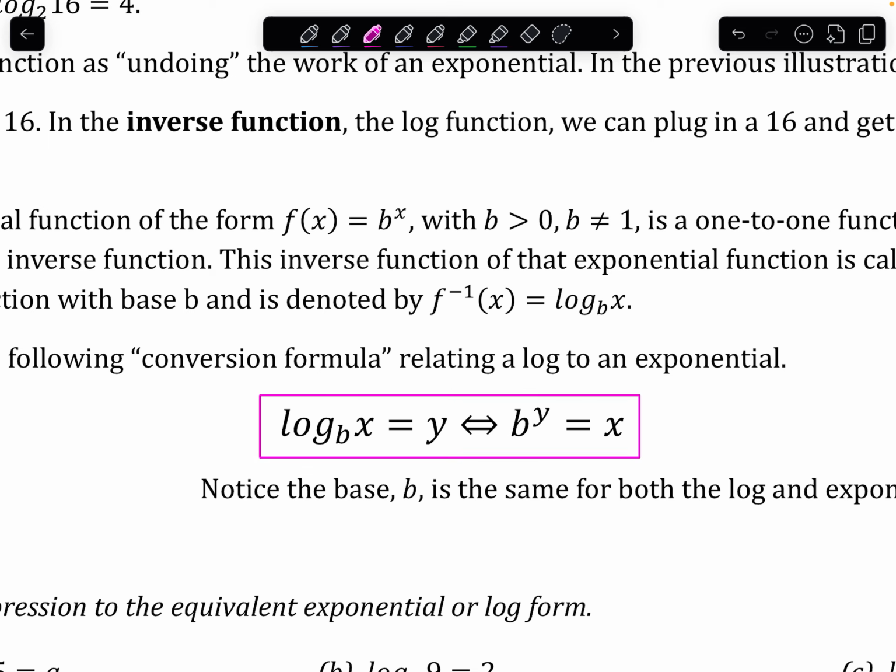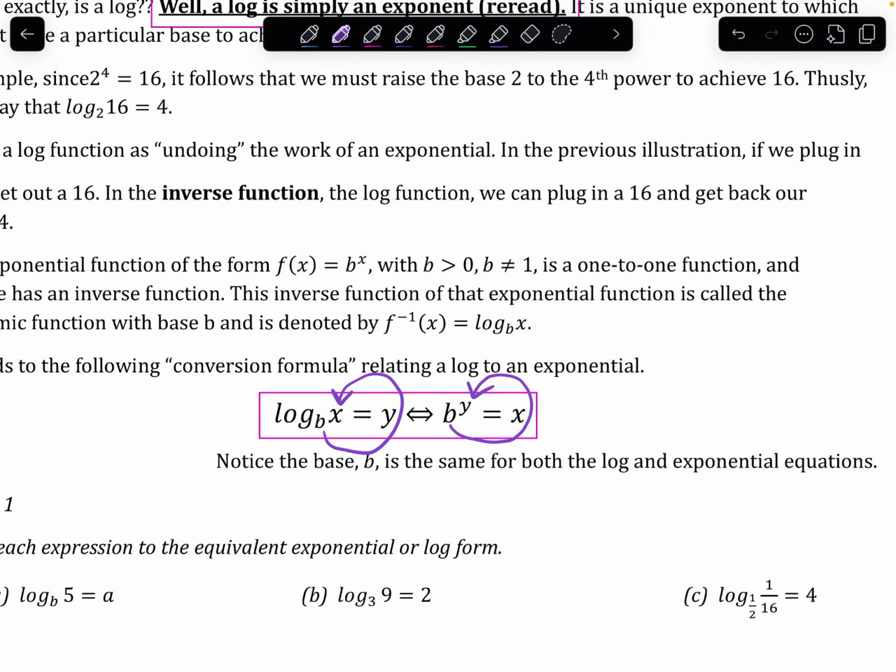So if you look at the two forms, you can see: start at the base, counterclockwise loop, finish at the x. If you're trying to get out of the log form, start at the base b, counterclockwise loop, and that's how everything gets lined up together.